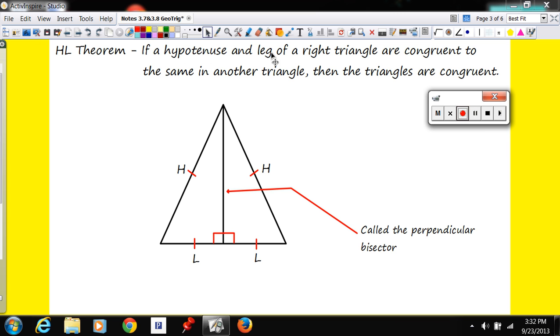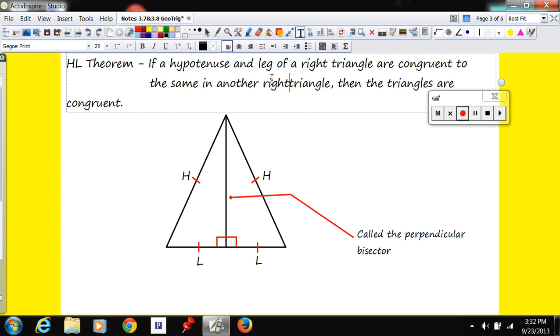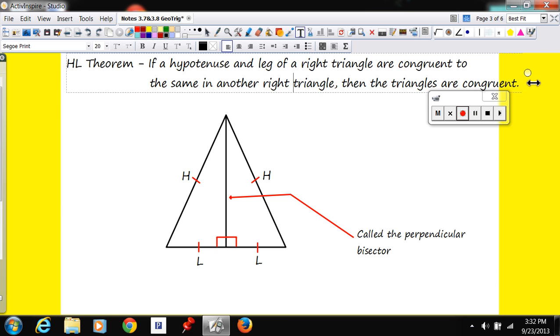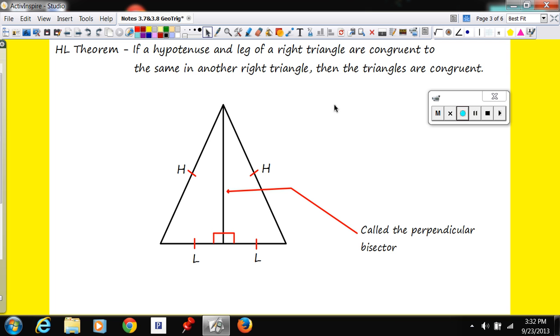If a hypotenuse and a leg of a right triangle are congruent to the same in another triangle, and I should probably put here another right triangle, then the right triangles are congruent. So that's the only way that you could actually have a bad word there. You could have angle side side, but it's really not called that. It's called the HL theorem because it's got right angles. Right triangles have hypotenuse and leg. That's what a right triangle has.